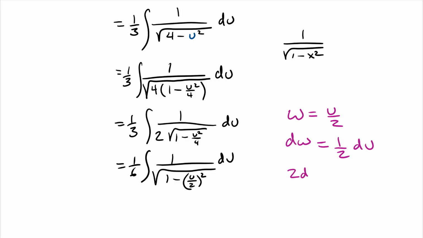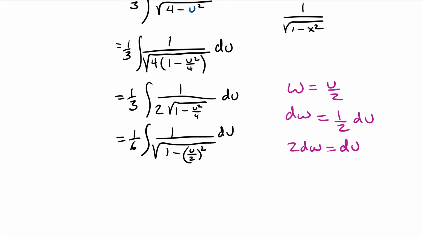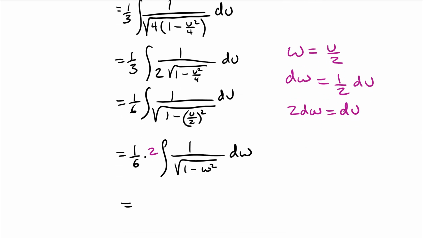Could have cheated, but whatever. Let's just go. So we can replace that out. We can say du is just going to be 2 dw's. So what do we have? 1/6 times, here comes the 2. Oh, something would have canceled. And we have 1 over the square root of 1 minus w squared dw. That means we have 1/3 times, and we know that antiderivative, that is sine inverse of w plus c.